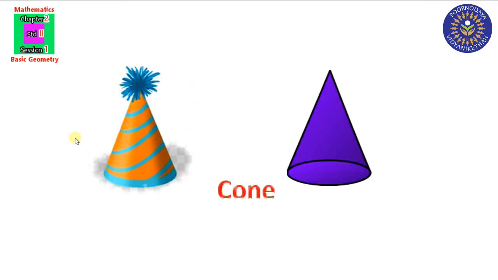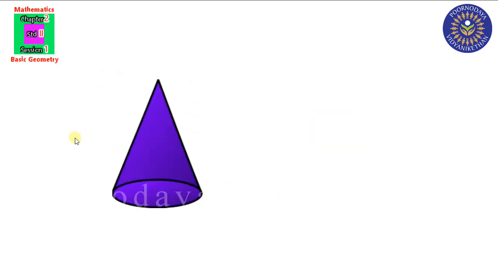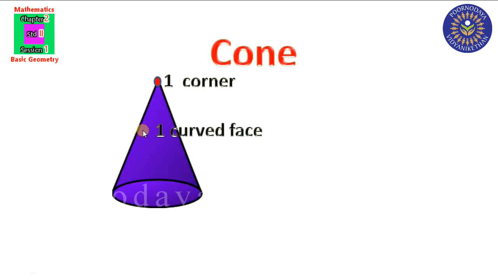Next, see here, it's a cone. What is this? It is a cone. Now we are going to learn more about a cone. The properties of cone. Look at the picture. It has a corner. See here, a cone has one corner. Also, it has one curved face. Look here, it is a curved face. Clear? So, a cone has one curved face.